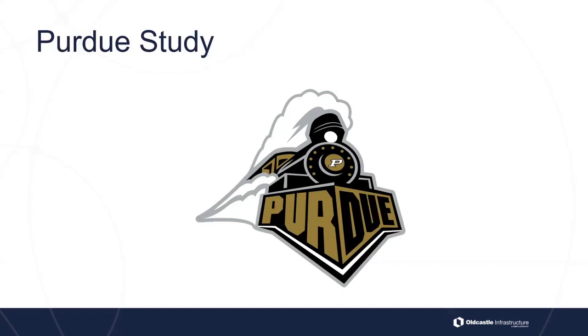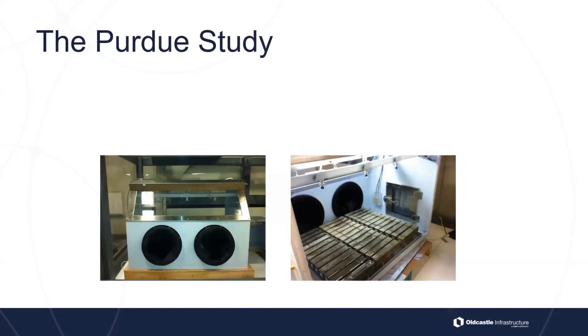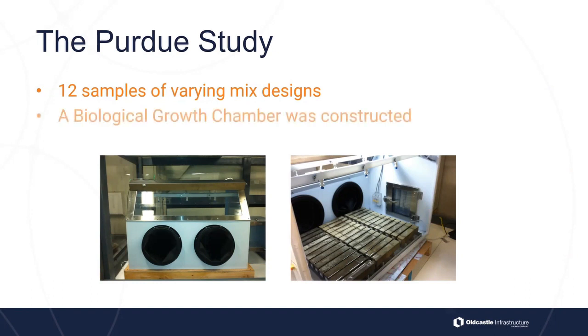I had a chance to get a copy of the Purdue study. I read it, and I'll provide you with a quick summary here on what the study was. Okay. So first of all, the Purdue study took 12 samples of varying mix designs, 12 concrete samples. It looked at different mix designs with a different water-cement ratio. They looked at using pozzolans, different pozzolans, and evaluated what these 12 different samples were. And they created a biological growth chamber in the lab to see what would happen as we put this bacteria into place and what it would do to these 12 different mix samples.